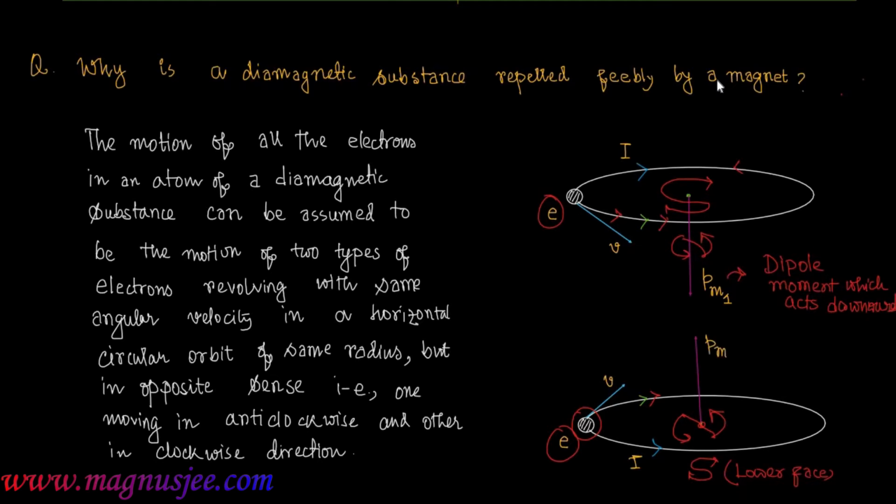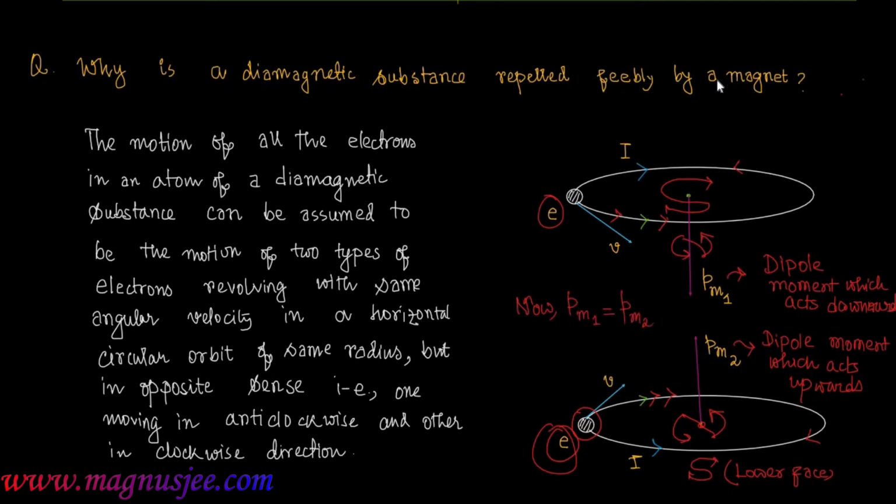In that case, due to flow of current in the anti-clockwise direction, or due to the flow of the electron in the clockwise direction, a magnetic dipole moment PM2 is produced. PM2 is the magnetic dipole moment produced due to revolution of the electron in the clockwise direction, and it acts upwards.